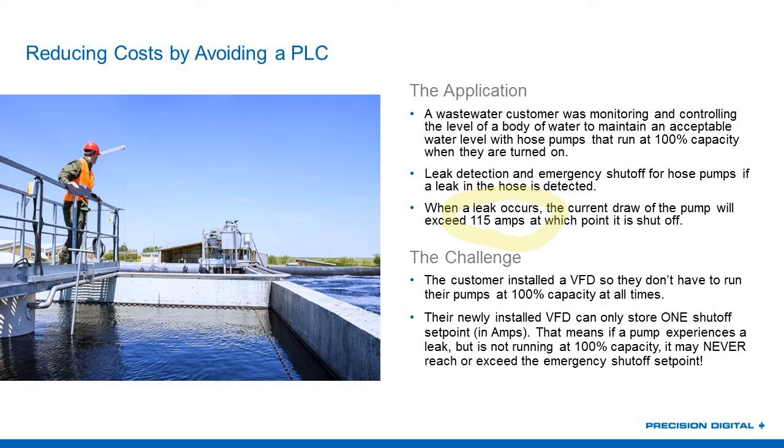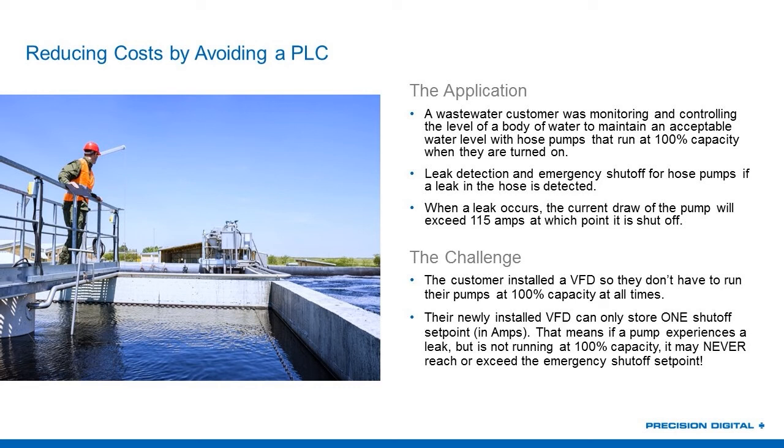So the customer was not going to be able to trip an alarm or shut off the pump if there was a leak. Because if the pump was running at, let's say, 20% capacity, well, it's never going to hit that 115 amp mark, and it will never turn off. So that means the customer could be running their pumps with major leaks and have no idea.